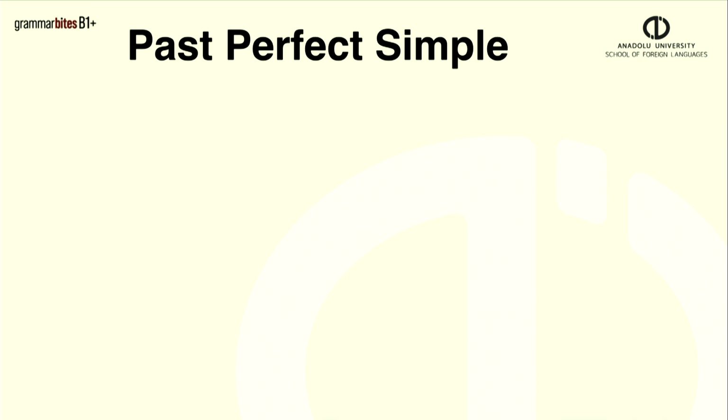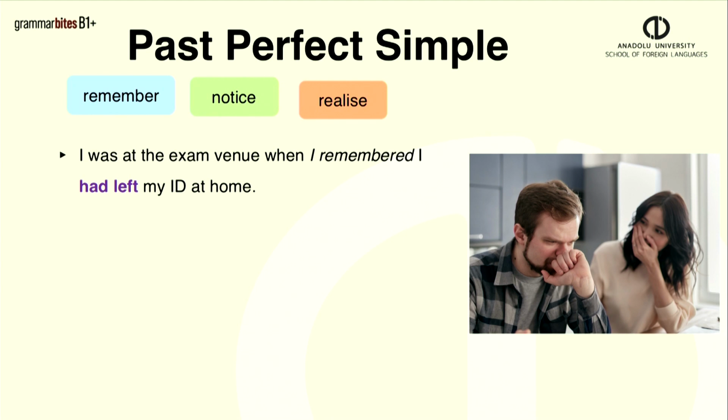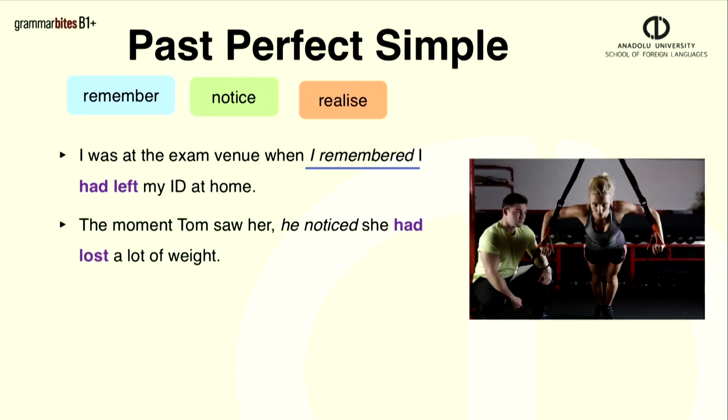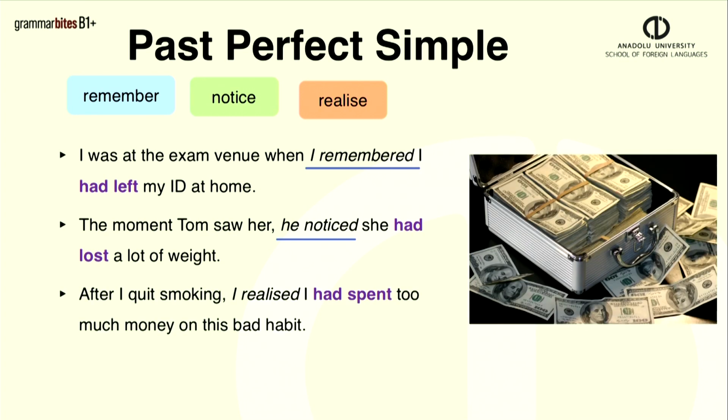The past perfect simple is often used after thinking verbs such as remember, notice, realize, and so on. Let's see some examples. I was at the exam venue when I remembered I had left my ID at home. The moment Tom saw her, he noticed she had lost a lot of weight. After I quit smoking, I realized I had spent too much money on this bad habit.